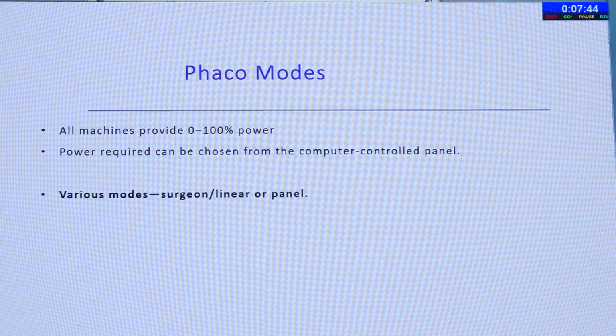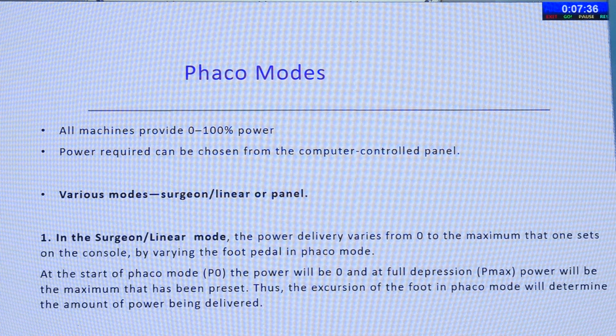Now coming to the phaco modes, this is a very important topic. There are mainly two modes, the surgeon mode or the linear mode, and the second is the panel mode or the constant mode. Now what is the surgeon mode or linear mode? It means that it will depend on the amount of foot pedal that you press, like I explained before. So power delivery is from 0 to the maximum power that is set on the console. But it will entirely depend upon how much foot pedal excursion there is. Suppose 1 millimeter, then how much 1 millimeter is giving, 2 millimeter, how much 2 millimeter is giving.